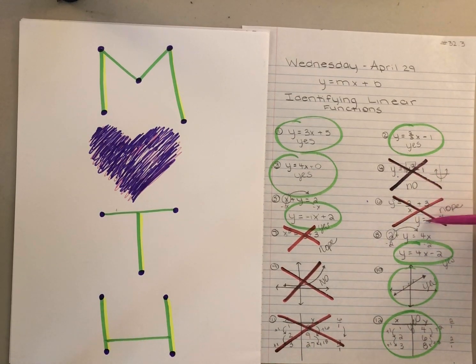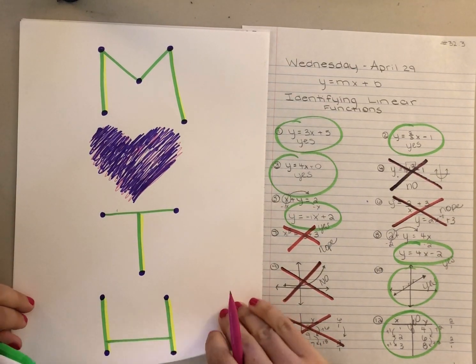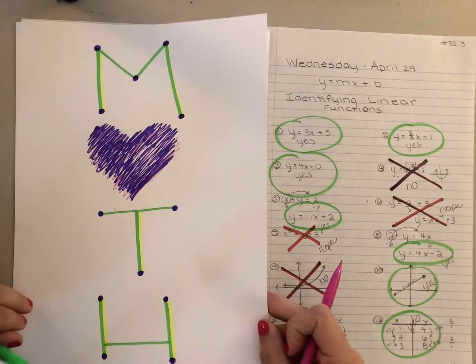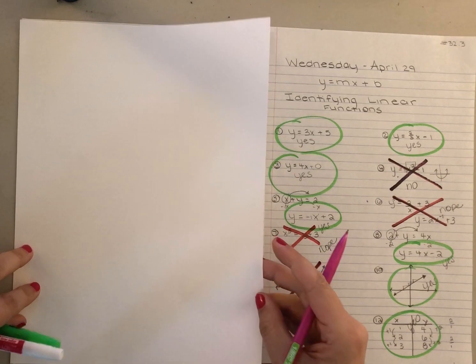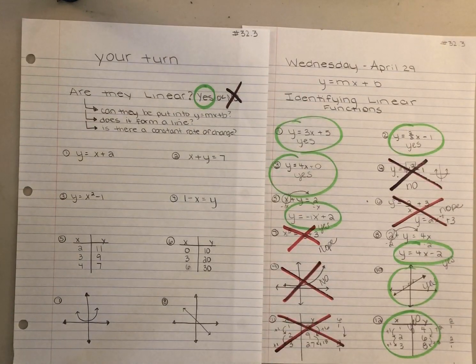All right, so all we did is we went through a list of things. We went through some equations, we looked at some graphs and some tables, and you're just saying yes or no. Do you think they're gonna make a line or not? Use any kind of technology you need to help you out if you're stuck. And that was tricky.